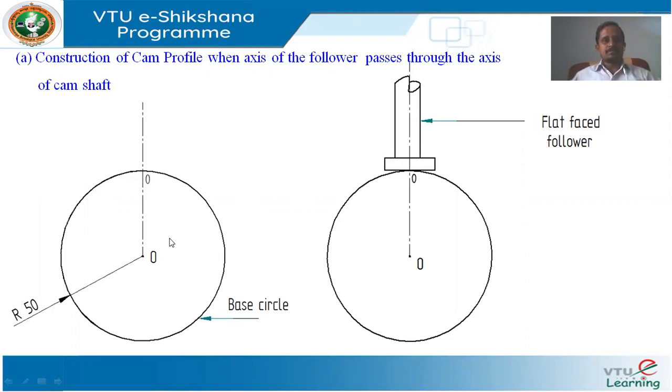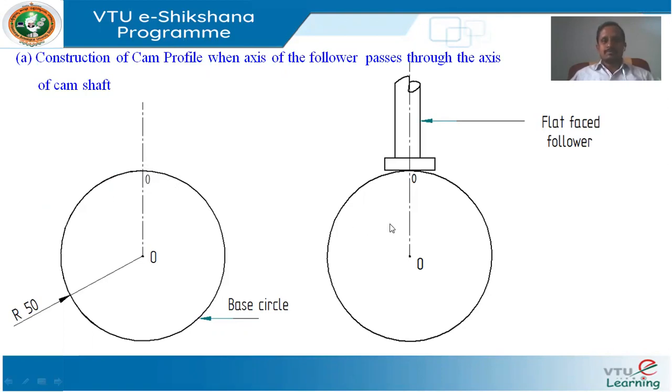With this knowledge, first step, draw a circle of radius 50 millimeter using proper tools. The circle is called the base circle. Then mark the CG of the base circle, call it O. Through the point O, draw a line vertically upward with a thin straight axis line, and where this axis line intersects the base circle, mark that point and call it zero.